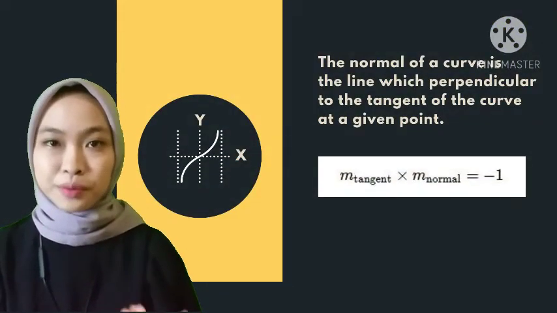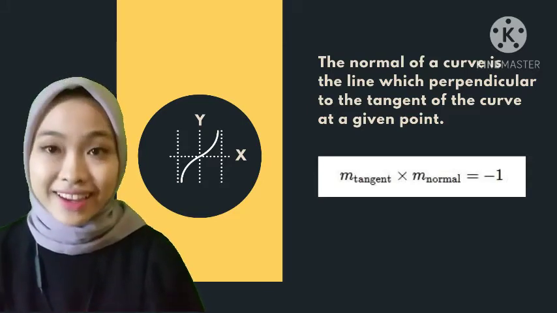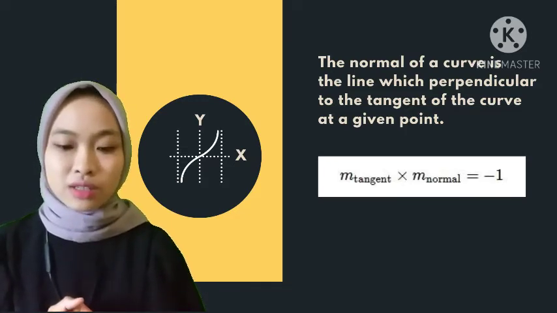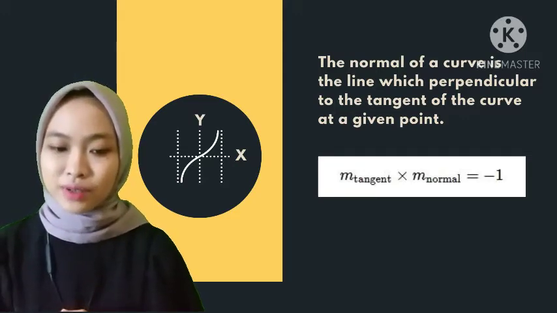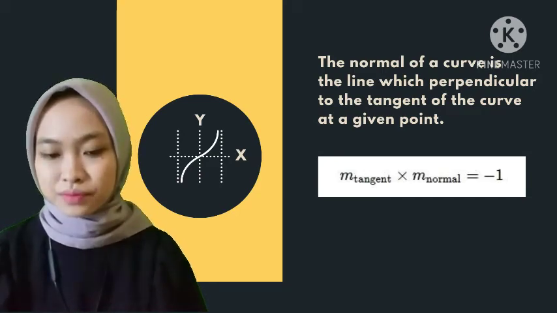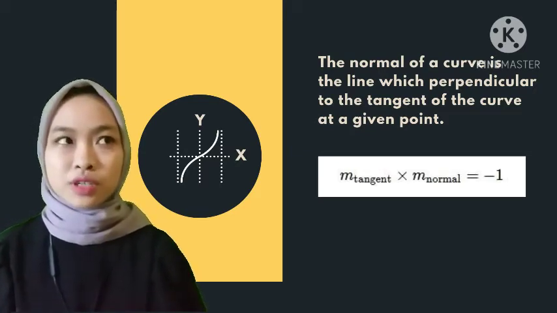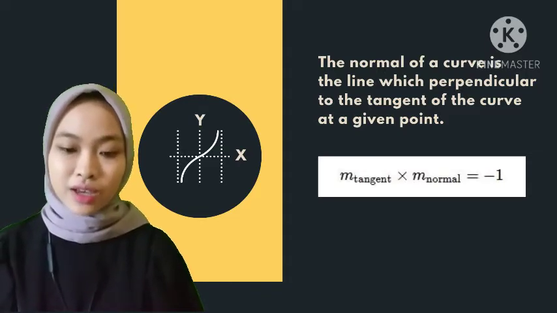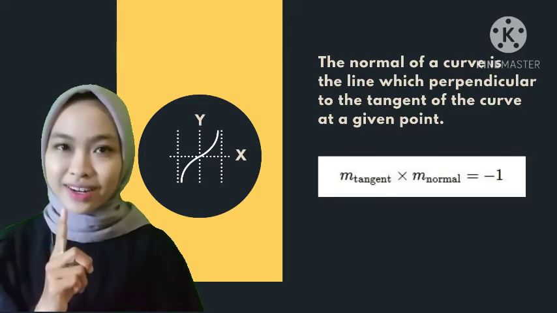So look at the picture. The normal of a curve is the line which is perpendicular to the tangent of the curve at a given point. Do you get it? Okay. And then we get the formula: m tangent, where m means gradient, m tangent multiplied by m normal is equal to -1.